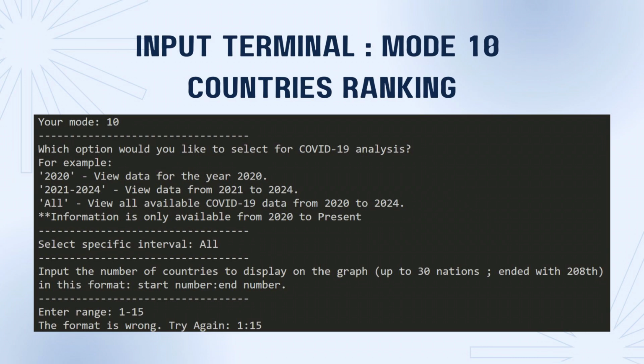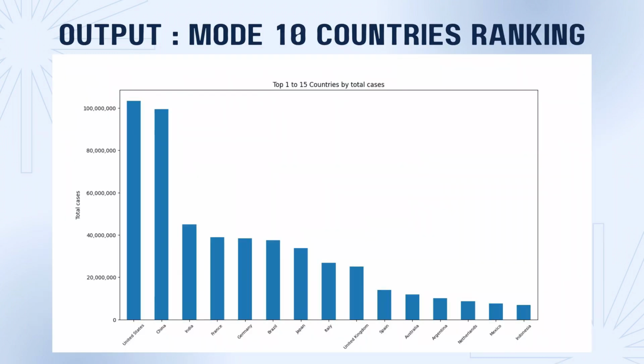And our last mode is ranking the countries by total cases. The input only wants the specific time interval and the range of the rank the users want. For example, selecting all intervals and ranking the first to the 15th. And the graph will display the ranking of countries based on the user's input.